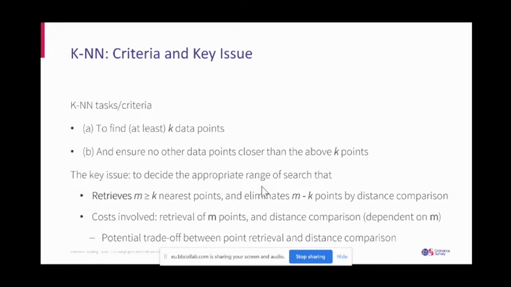The computational costs involved here include the retrieval of the points from the database and the distance comparisons, where the number of comparisons will depend on the value of m. So potentially there could be a trade-off between the point retrieval and the distance comparison.